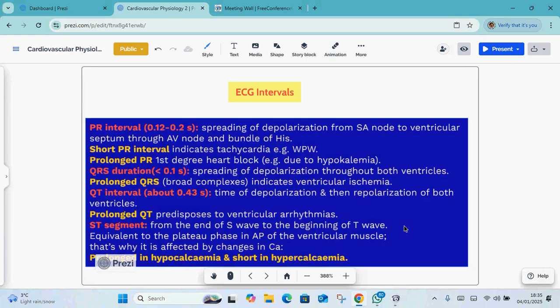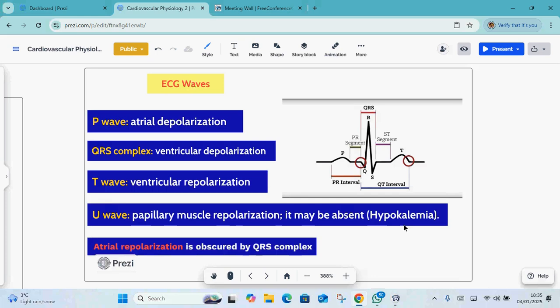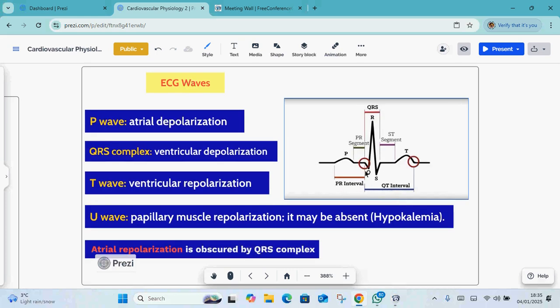These are the waves. The intervals are: PR interval, QRS interval, and QT interval, plus the PR segment and ST segment. PR interval is from the start of P to the start of R, QRS is from the start of Q to the end of S, and QT interval is from the start of Q to the end of T. PR segment is from the end of P to the start of R, and ST segment is from the end of S to the start of T.